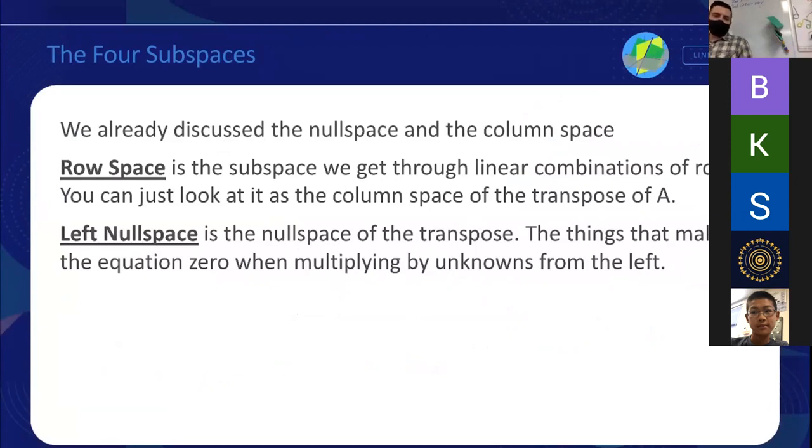Left null space, same idea. If you think I can get the null space of A, we'll transpose it and get the null space of that, and that's the left null space. It's the things that you multiply from the left by to get 0, as opposed to multiplying from the right to get 0.